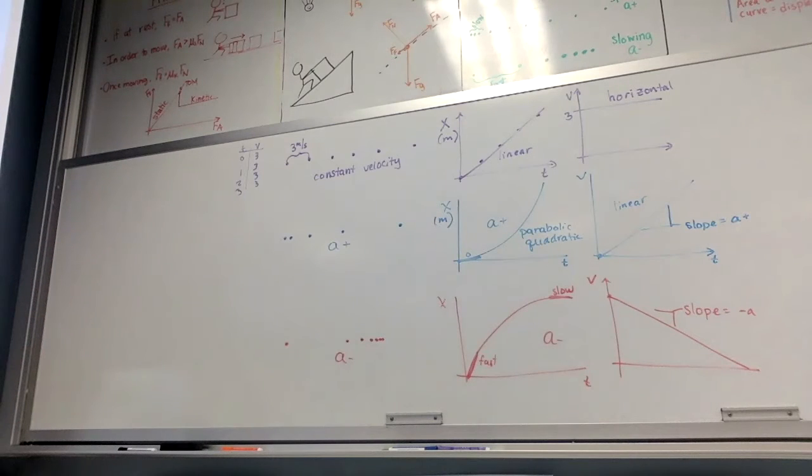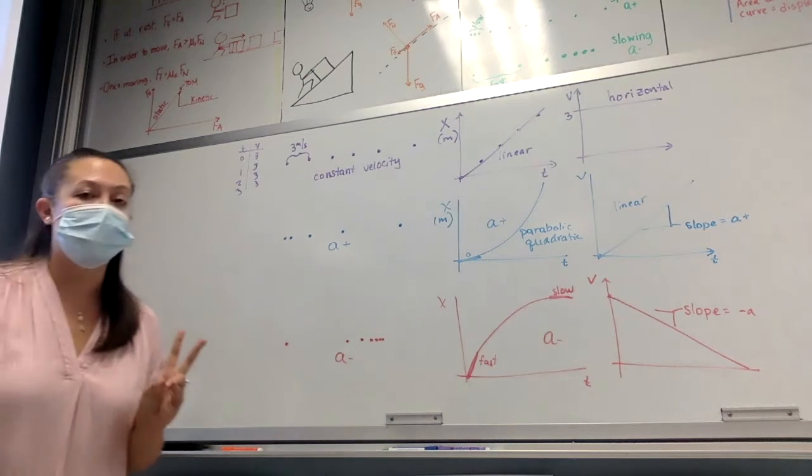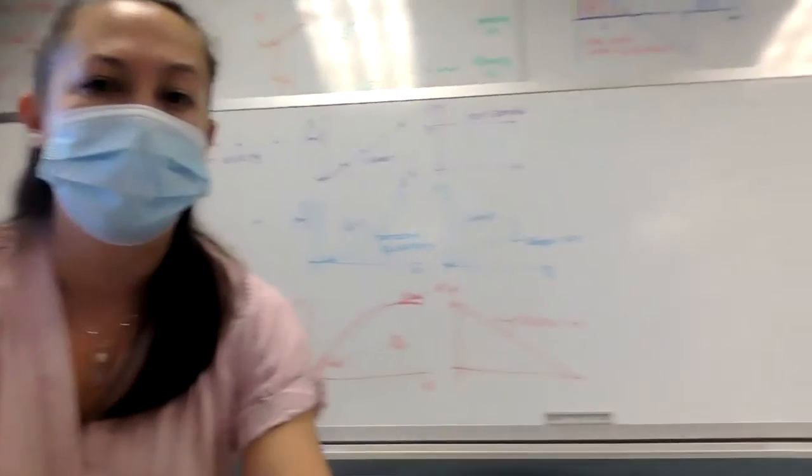So things we should be able to do. We should be able to pair the dot diagram of motion to the position and velocity graphs. In terms of calculations, I'm going to say there's probably 2 calculations you need to know. So let's show you those right now.